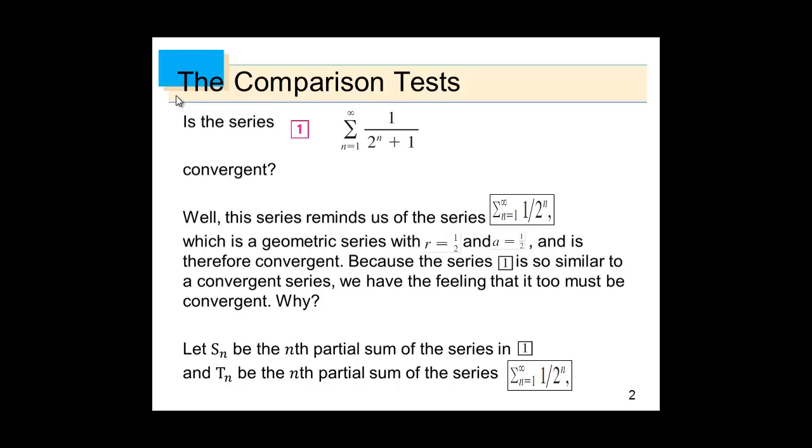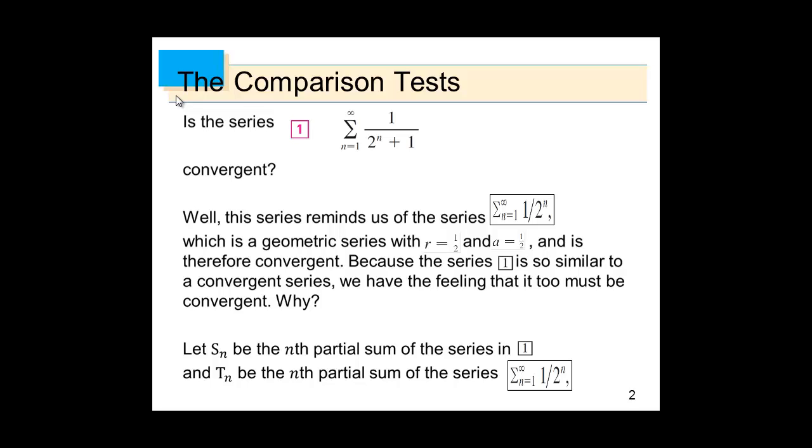So how do we decide whether or not this is convergent or divergent? Well, we can compare the partial sums of this series with the partial sums of the geometric series here. So I'm going to call this the second series. This is the first one. And we are going to compare their partial sums. So let's say Sn is the nth partial sum of the first series, and Tn the nth partial sum for the geometric series 1 over 2 to the n. Okay, is that clear?